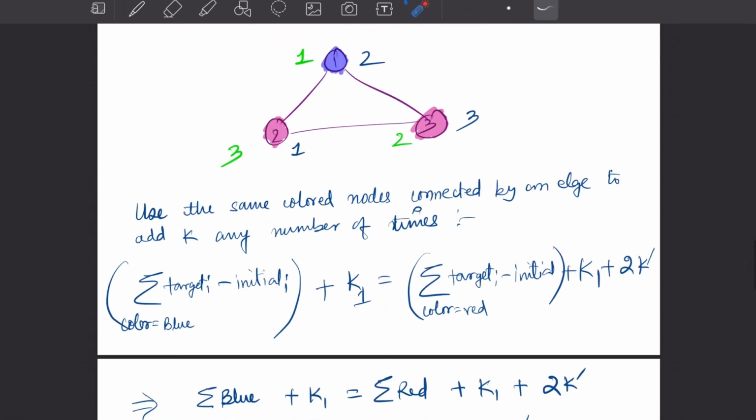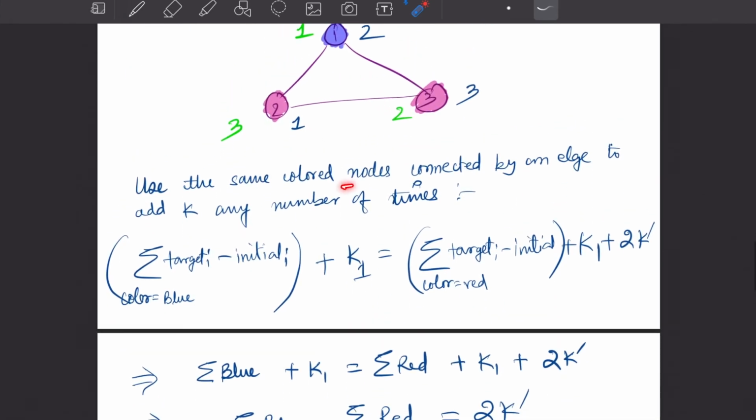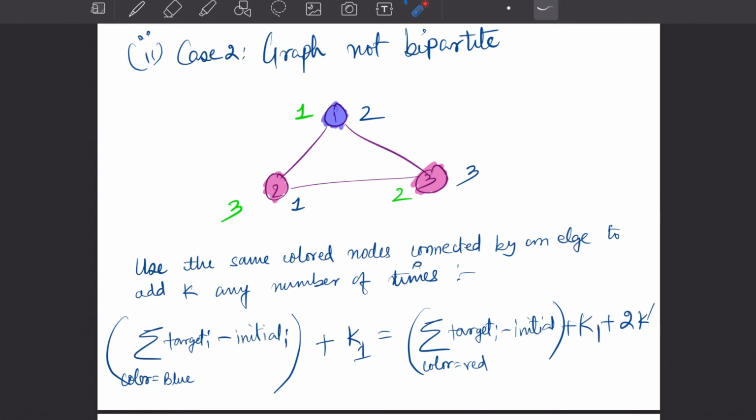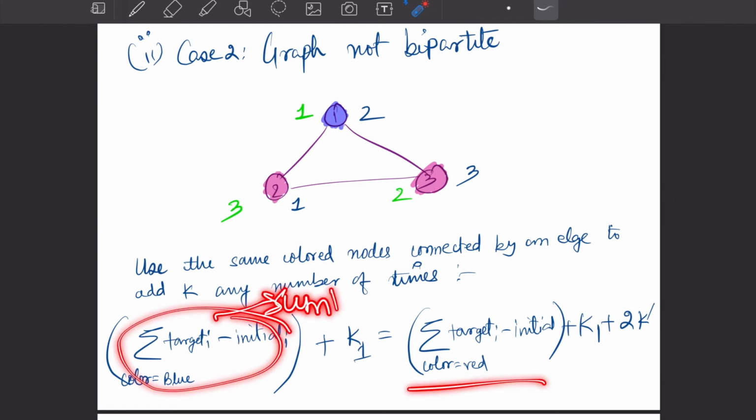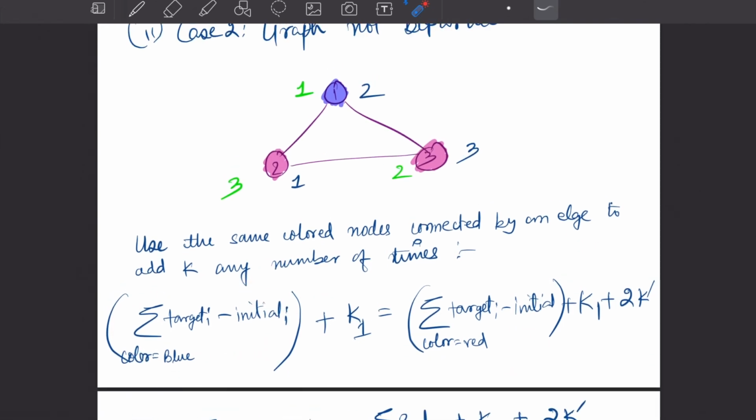Not getting it? Let's see how. So using the same colored nodes connected by an edge to add k any number of times. So what does it become? As I said, let's say the summation of blue nodes will be target minus initial of i and the summation of red nodes will be target of i minus initial of i. This is sum 1, this is sum 2. Let's take this as our previous sum 1, and this was our sum 2. Now if I add k1, that is if I take an edge that connects two nodes which are a blue and a red node, then what do I do? I add k to both of them. I add plus k here and I add plus k here. So I have added k1 to both sides.